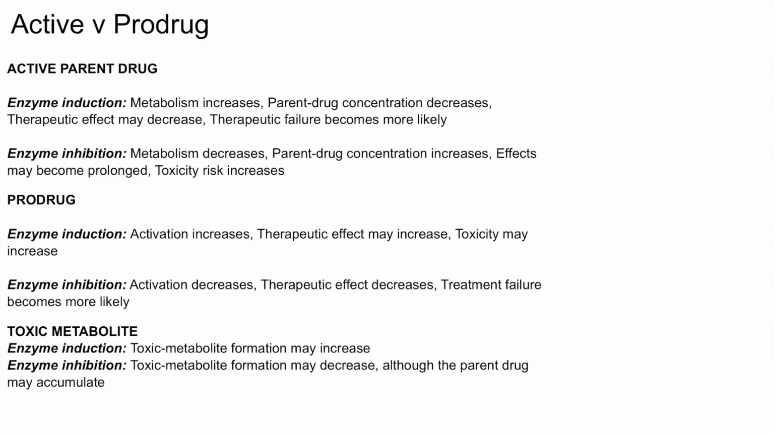A prodrug, remember our little egg, must be metabolized into its active form. You got to break the egg to get to the yolk. Enzyme induction may increase activation and potentially increase both therapeutic effects and toxicity, whereas enzyme inhibition does the opposite, so it will reduce activation and cause treatment failure. If metabolism produces a toxic metabolite, induction may increase toxicity by creating more of that metabolite. Inhibition may reduce toxic metabolite production, but it can simultaneously cause the parent compound to accumulate. So always identify the activity of both the parent drug and its metabolites.